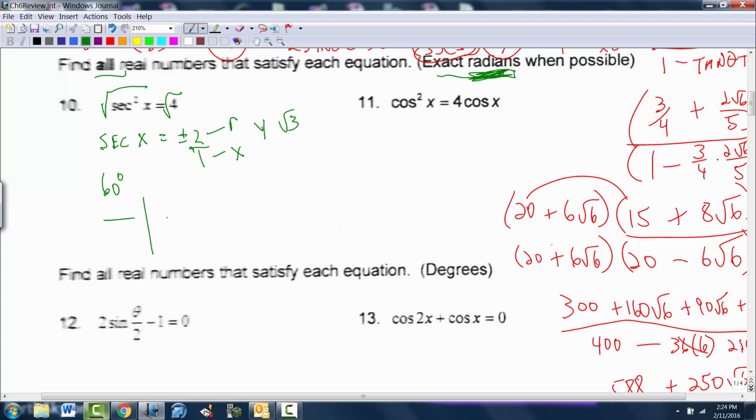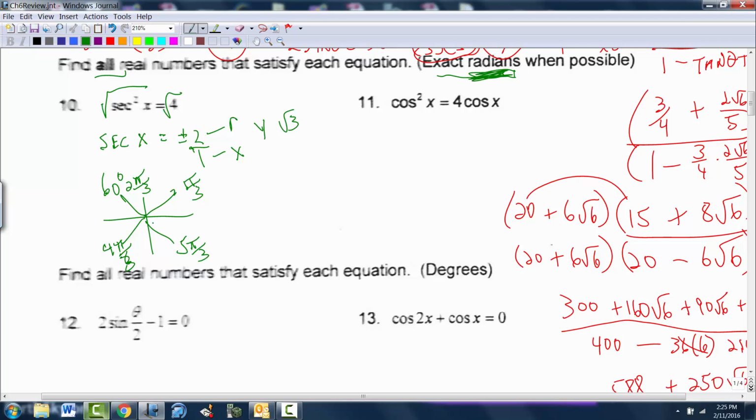So what are those? Well, those are pi over 3, 2 pi over 3, 4 pi over 3, and 5 pi over 3. I put a 6 there. Oh my gosh, that was a mistake.